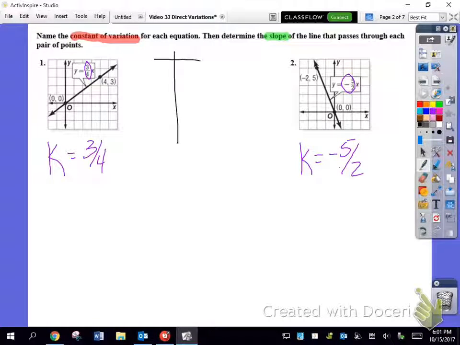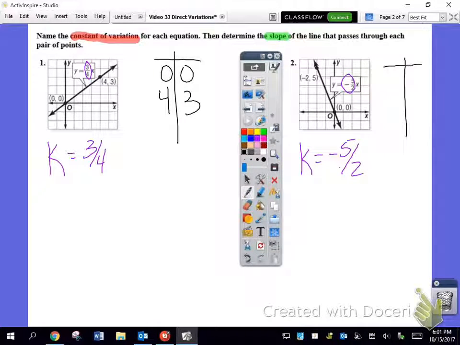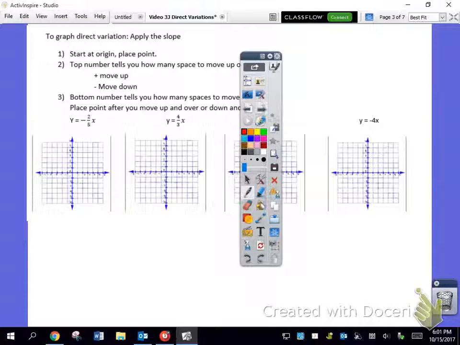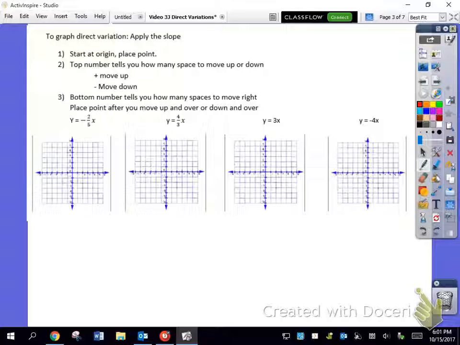Now remember, to find slope, you are going to set up your t-chart and you are going to find the rate of change. Now, if I were to find the rate of change, I'm going to subtract. 4 minus 0 is 4, 3 minus 0 is 3, swing it over. 3 over 4 is the exact same thing. So your slope and your constant are the same. -2 minus 0 is -2, 5 minus 0 is 5, swing it over. 5 over -2 is the same thing as -5 over 2. So the slope and the constant of variation are the same.